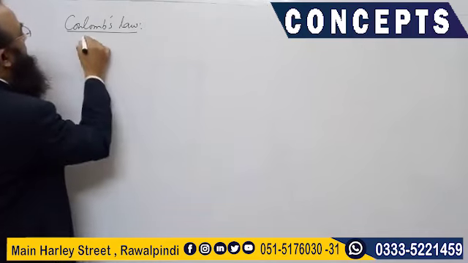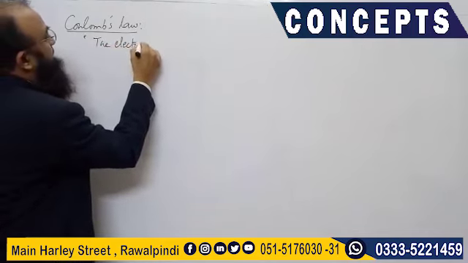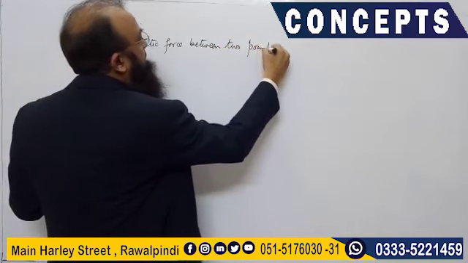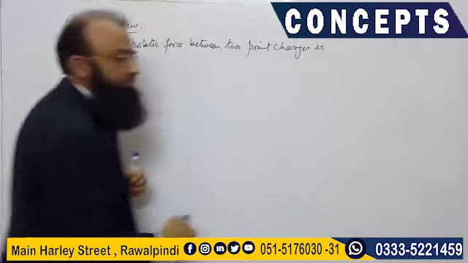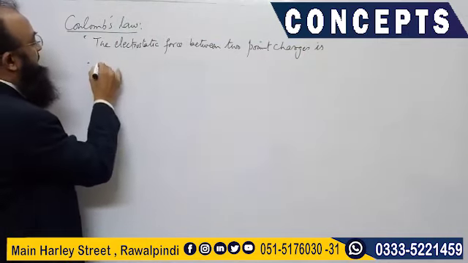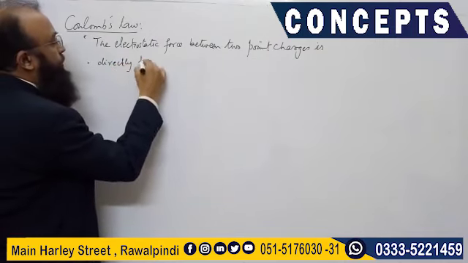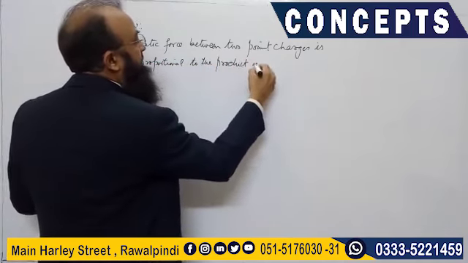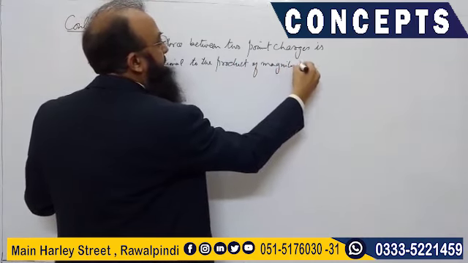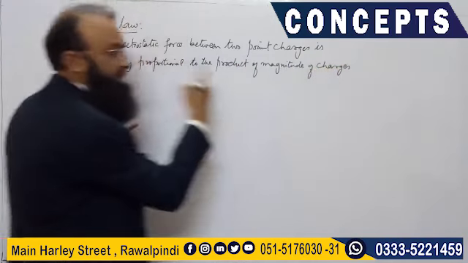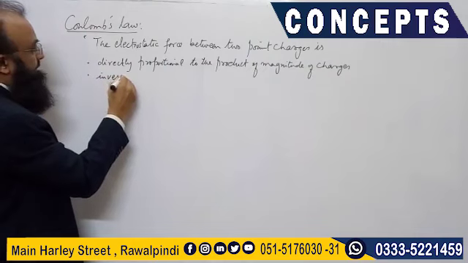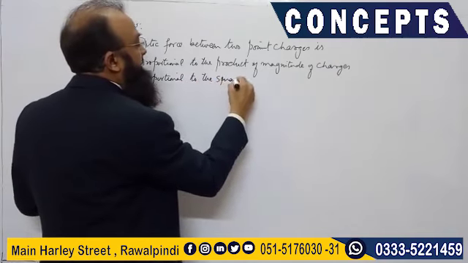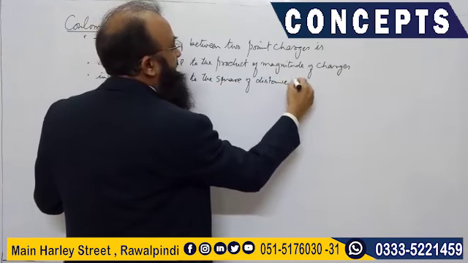According to the statement of Coulomb's law, the electrostatic force between two point charges is, this law has two parts, number one, directly proportional to the product of magnitude of charges. And the second part is inversely proportional to the square of distance between them.